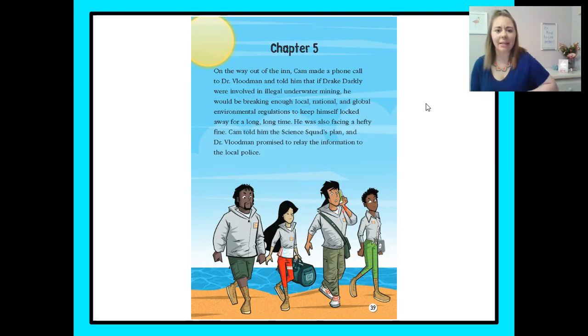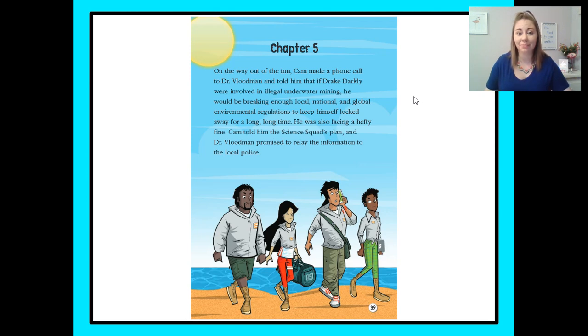On the way out of the inn, Cam made a phone call to Dr. Bloodman and told him that if Drake Darkley were involved in illegal underwater mining, he would be breaking enough local, national, and global environmental regulations to keep himself locked away for a long, long time. He was also facing a hefty fine. Cam told him the science squad's plan, and Dr. Bloodman promised to relay the information to the local police.